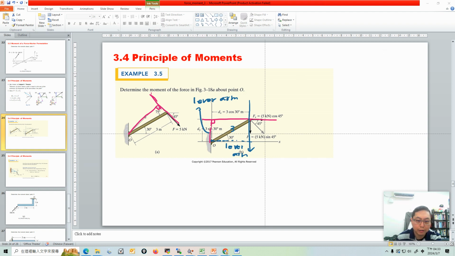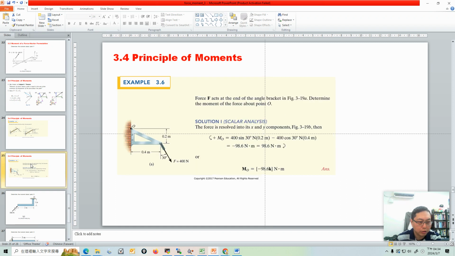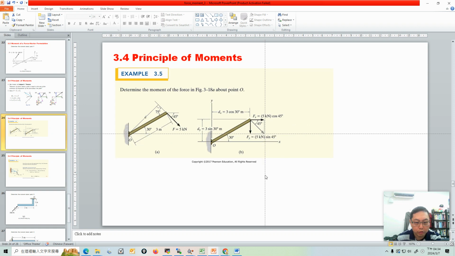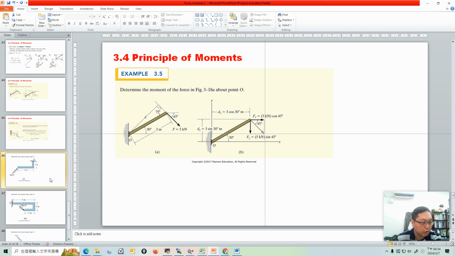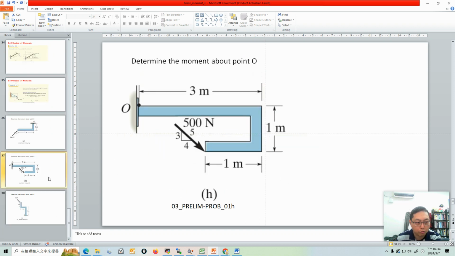That's called the principle of moments. You can decompose the force and sum all the moments caused by the decomposed forces, and you will have the same answer. So it's a very easy question. I don't want to address this any further, and I will update the answer for this slide. There are some very easy practice problems for you.